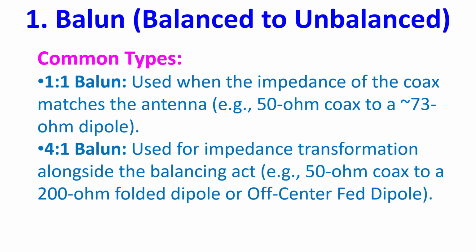Common types: 1:1 balun, used when the impedance of the coax matches the antenna. Example, 50 ohm coax to a 73 ohm dipole. 4:1 balun, used for impedance transformation alongside the balancing act. Example, 50 ohm coax to a 200 ohm folded dipole or off-center fed dipole.